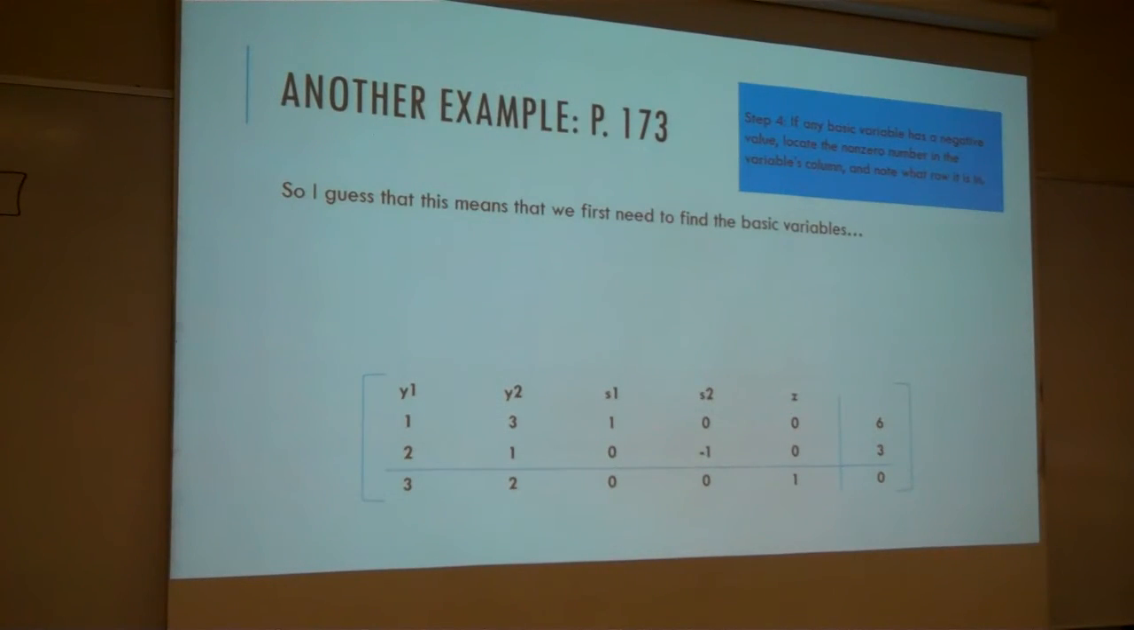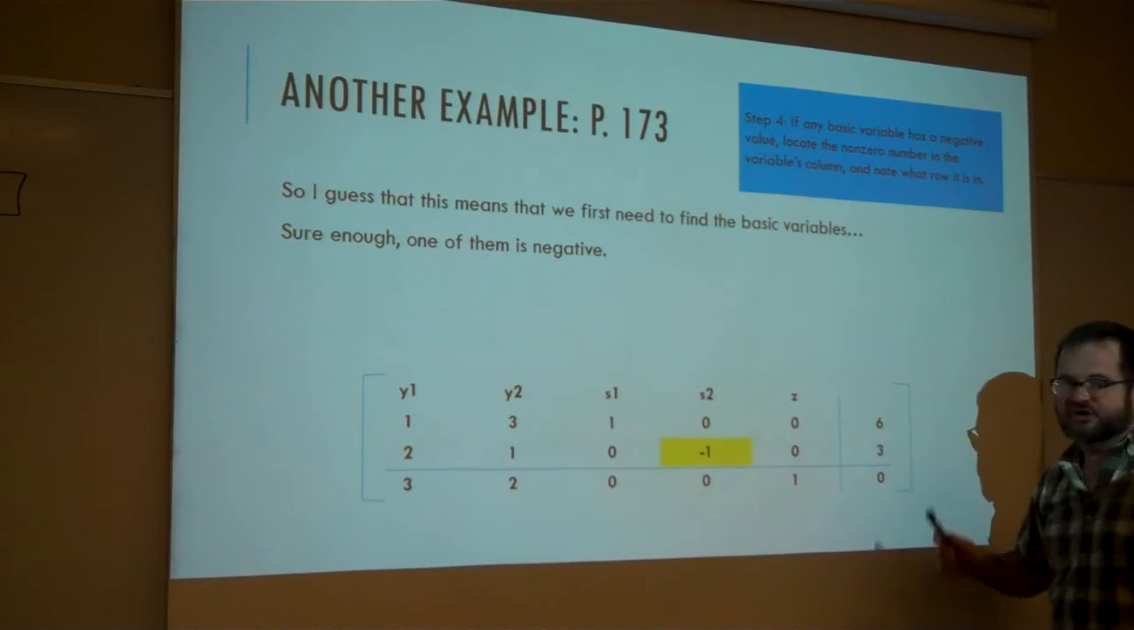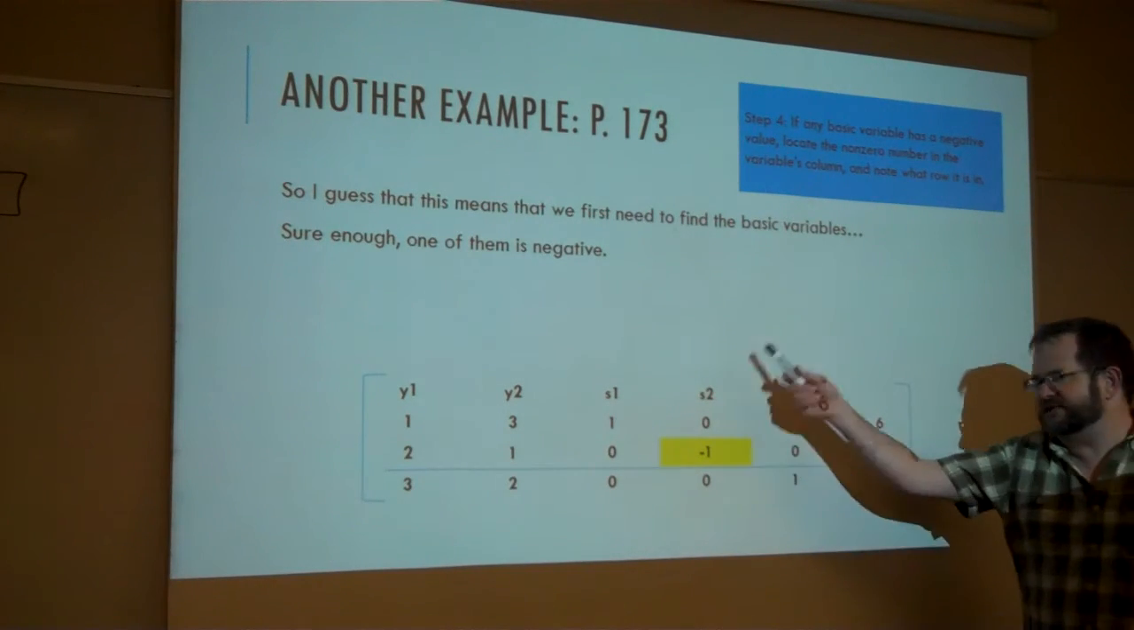And to quote our section, on page 172 or 174, whatever it is, that is where this comes from. Step 4 was any basic variable has a non-negative value. We look for that. So here's our basic variables. Sure enough, one of them is going to end up being negative. That's going to be the problem. See, this is the coefficient. We're going to end up with negative 1 S2 equal to 3, which means S2 is negative 3.